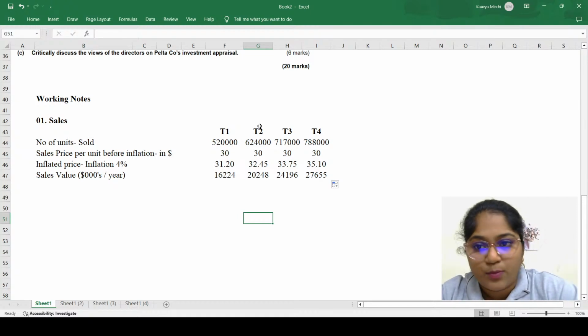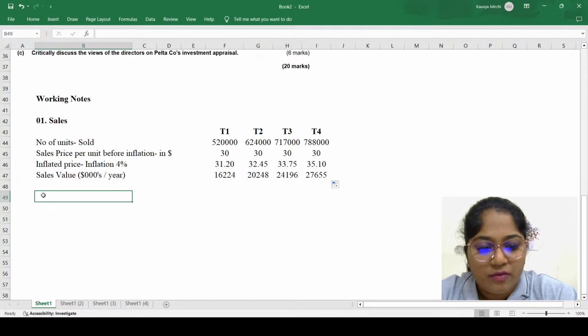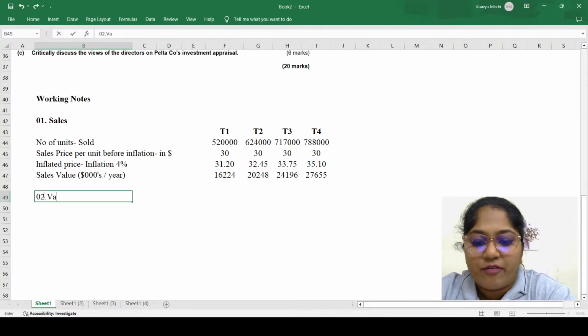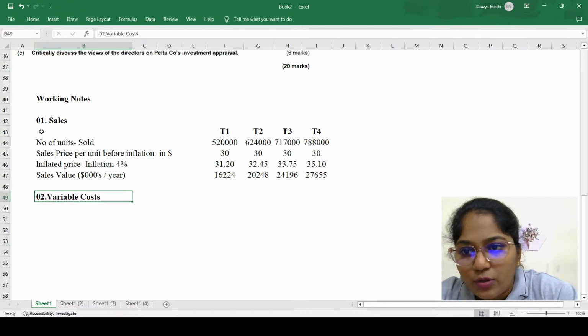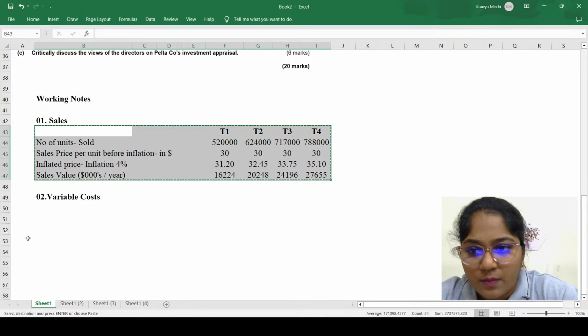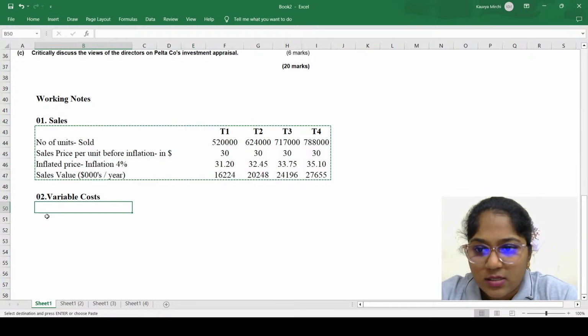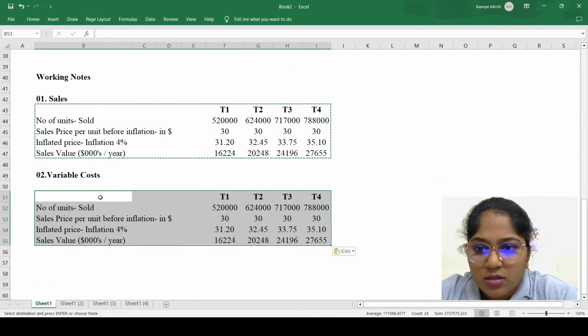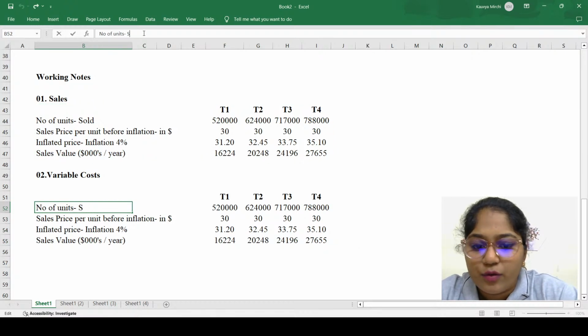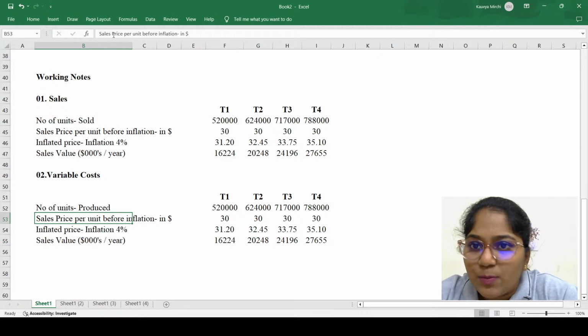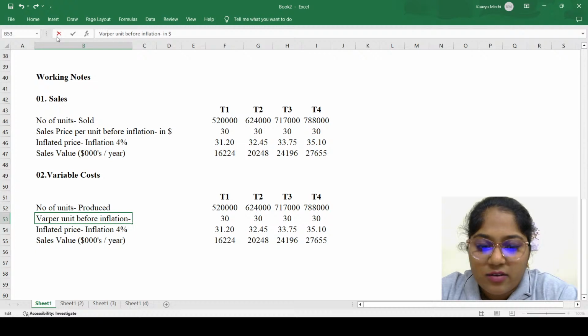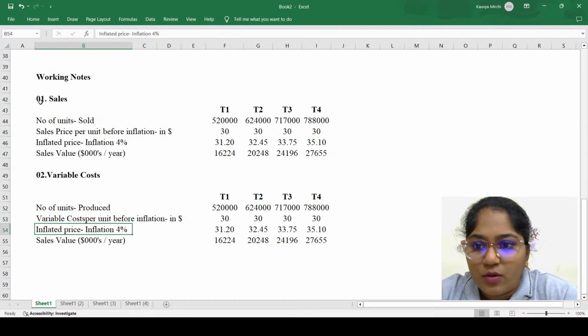Cool. So now let's move to the next working note, working note number 2, which is the variable cost. Now you should know how we work with variable cost by looking at this. All I'm going to do is copy and paste exactly what we have written here. Not number of units sold, here it will be number of units produced. Please understand. And here, don't write sales price, it will be variable cost per unit before inflation in dollars.